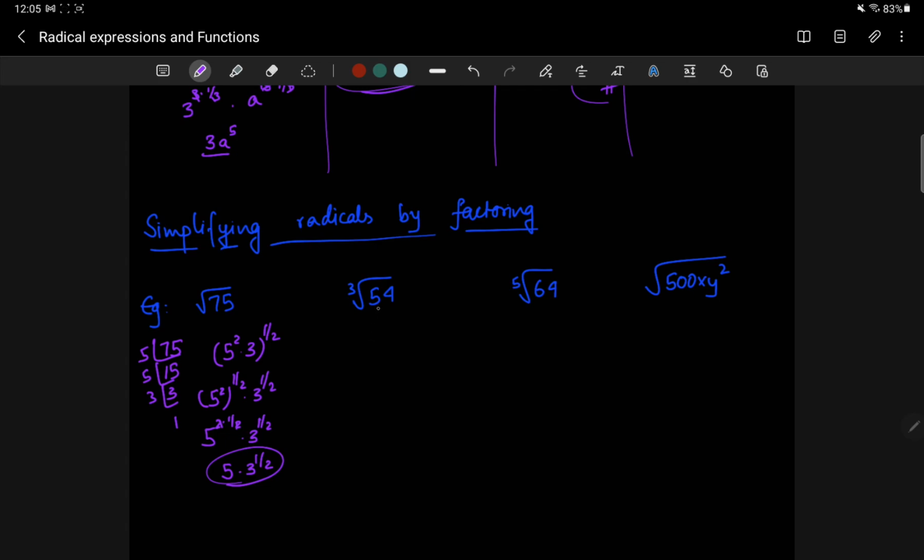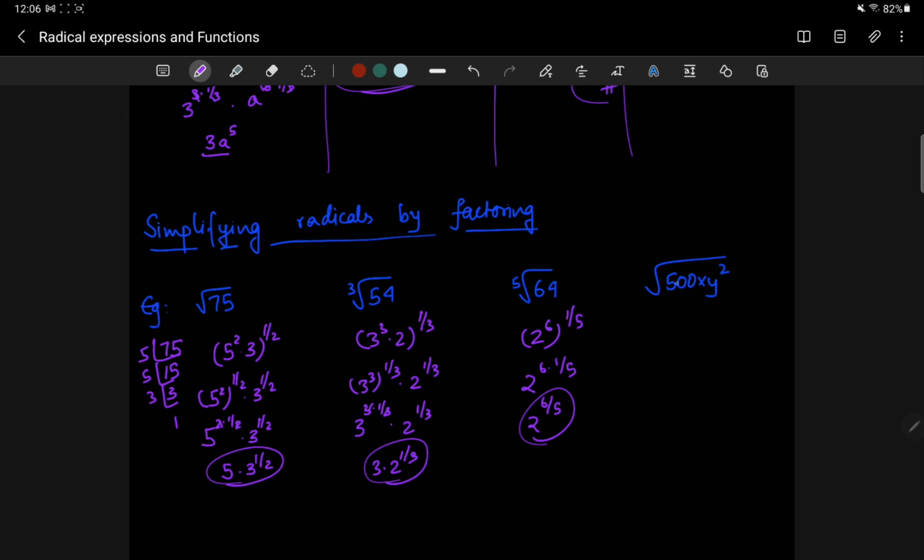Similarly here, 54 is 3 cubed times 2, all to the 1/3, which becomes 3 cubed to the 1/3 times 2 to the 1/3, which becomes 3 to the 3 times 1/3 times 2 to the 1/3, which becomes 3 times 2 to the 1/3. 64, that is 2 to the power 6, to the power 1/5. So these just multiply straight up: 6 times 1/5 to give me 6/5.